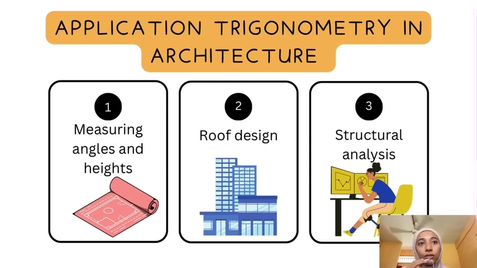Okay, second, roof design. Architects use trigonometric functions to calculate the pitch and dimensions of roofs. This ensures proper water drainage and overall structural stability. And then structural analysis. Trigonometry aids in analyzing the forces and the stresses that act on architectural structures. Engineers use trigonometric calculations to design load-bearing elements and support systems.